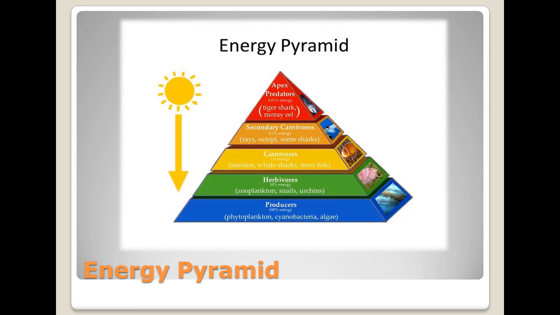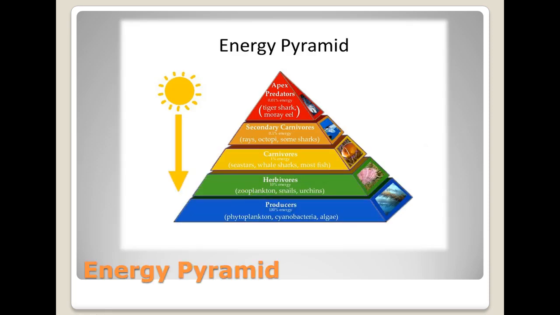Let us see one more time the diagram of the energy pyramid. Here you can see producers with 100% energy. This includes phytoplankton, cyanobacteria or algae. The next is herbivores. They are transferred only 10% of the energy. These include zooplankton, snails or urchins. Next we can see the carnivores. These are secondary consumers, or we can say they feed on the herbivores.